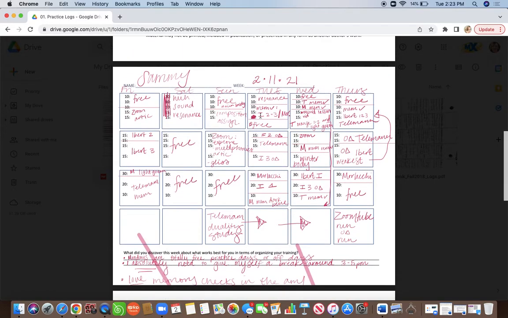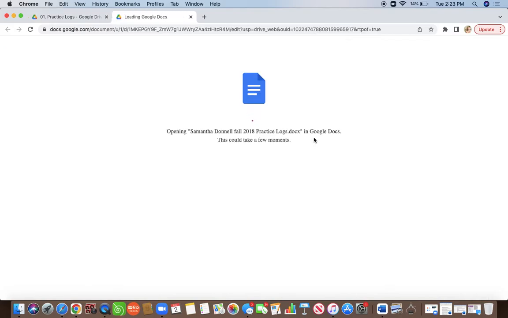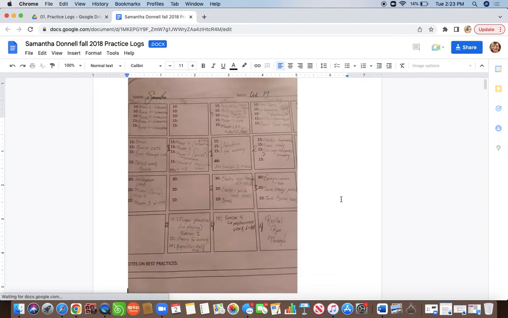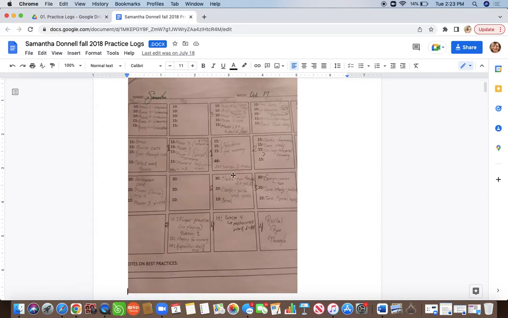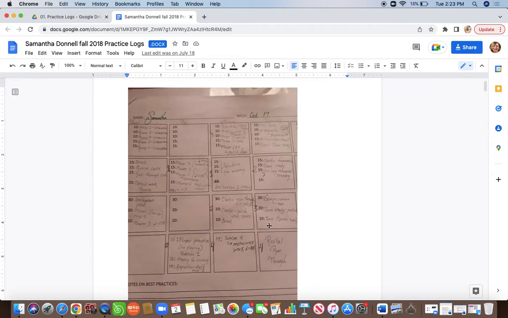So this is how I personally do my practice logs. You can see that Samantha Donnell from a previous school year did her practice logs a little bit differently. If it will load. Here we are. So she did hers in Google. Oh no, she took a picture of hers. So she also used the same exact chart that Professor Asimakopoulos does. And you can see that she made her recital run through at the very end. Okay, you can see that she was splitting things up very consistently in different time increments.